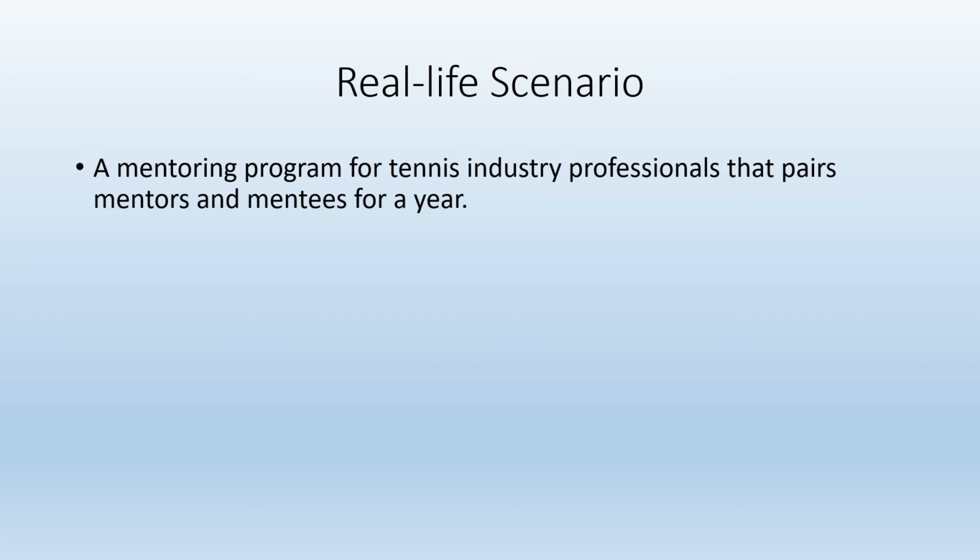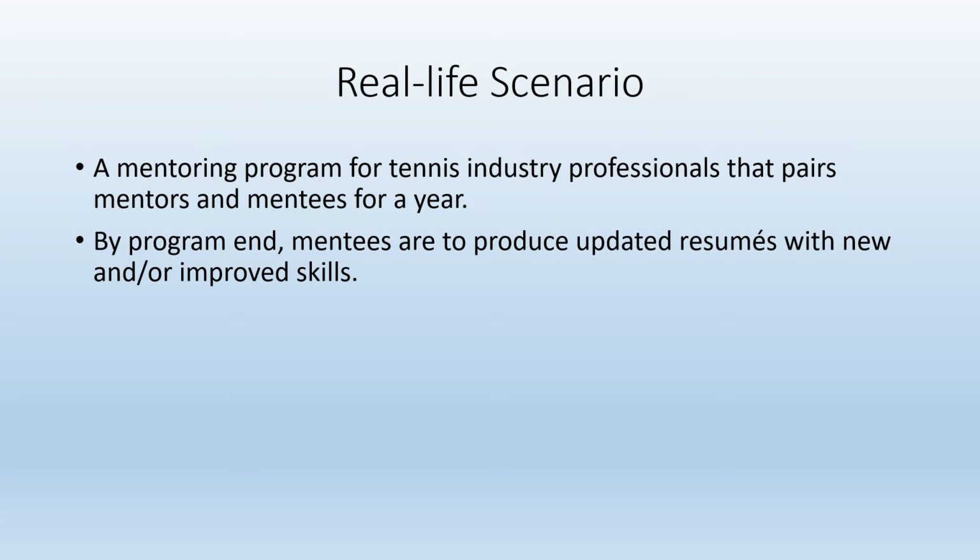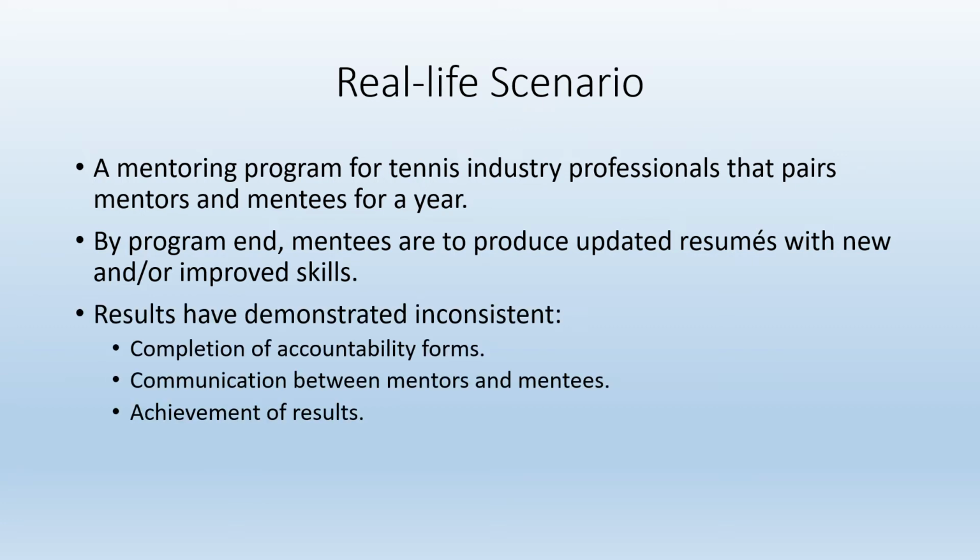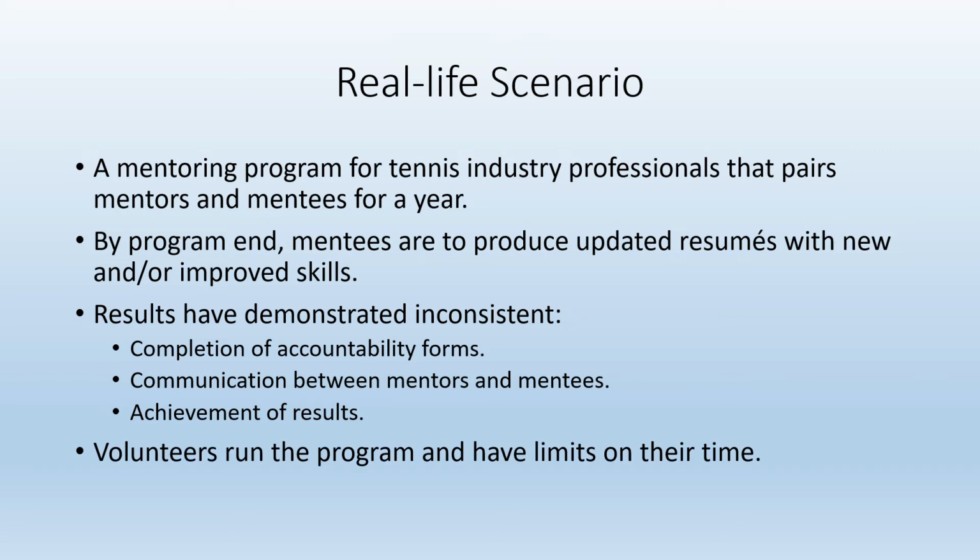Here's our real-life scenario. It's a mentoring program for tennis industry professionals that pairs mentors and mentees for a year. By the end of the program, mentees are to produce updated resumes with newer improved skills from having been in the program. Results of the program have demonstrated inconsistencies in terms of completing accountability forms, which are used to improve the program over time. Communication between mentors and mentees has also proven to be inconsistent, and the achievement of results has been inconsistent as well, as far as having updated and improved resumes. Volunteers run this program and have limits on their time, so all solutions have to keep those time constraints in mind.